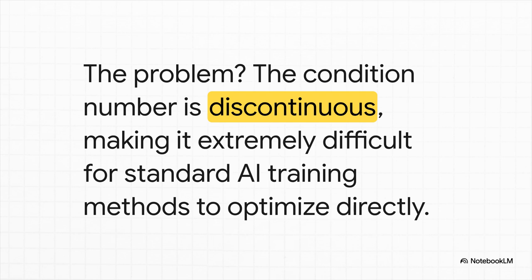So you might be wondering, why don't we just teach all our models to have a low condition number? Well, there's a little technical catch. The math behind the condition number is what you'd call discontinuous. That means it has all these sharp jumps and breaks, which makes it almost impossible for our standard AI training methods to handle. It's kind of like trying to ski down a staircase. It's just not a smooth ride.